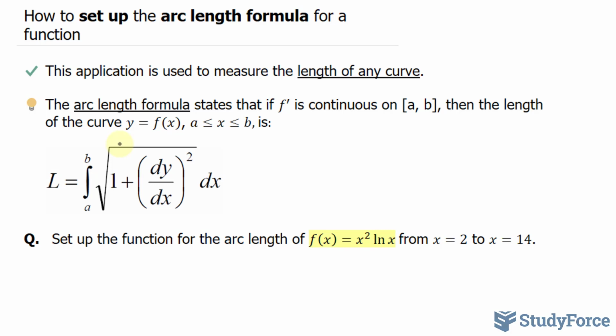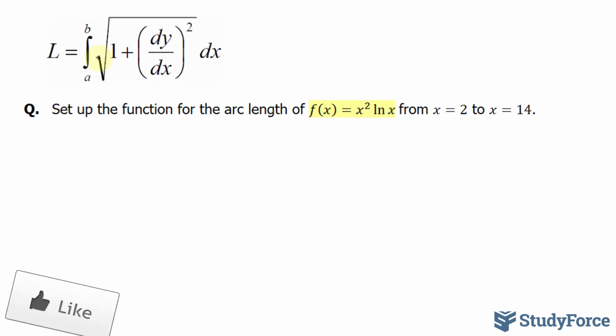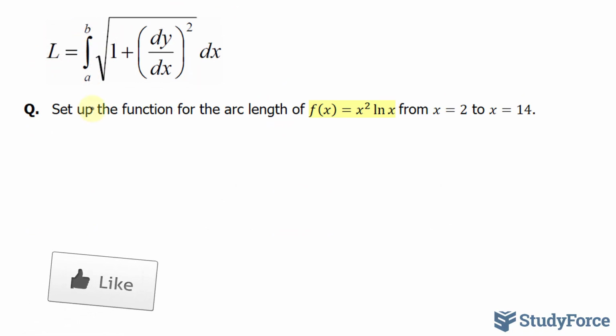That's the purpose behind this, and the question reads, set up the function for the arc length of f(x) equals x squared times ln x, for x equals 2 to x equals 14. To do this question, we need to analyze what's happening here. We're being told that the length of a curve between two intervals a and b is equal to the integral of the square root of 1 plus the derivative of the function to the power of 2, dx.